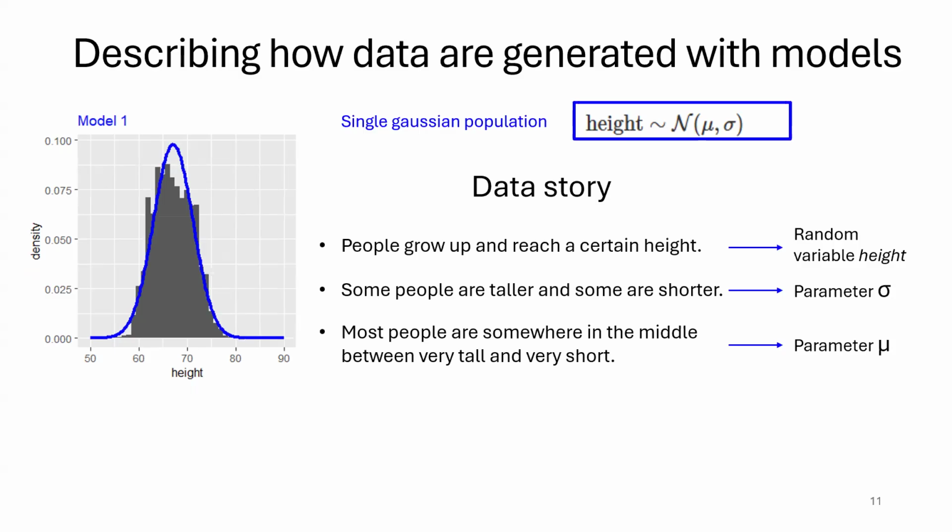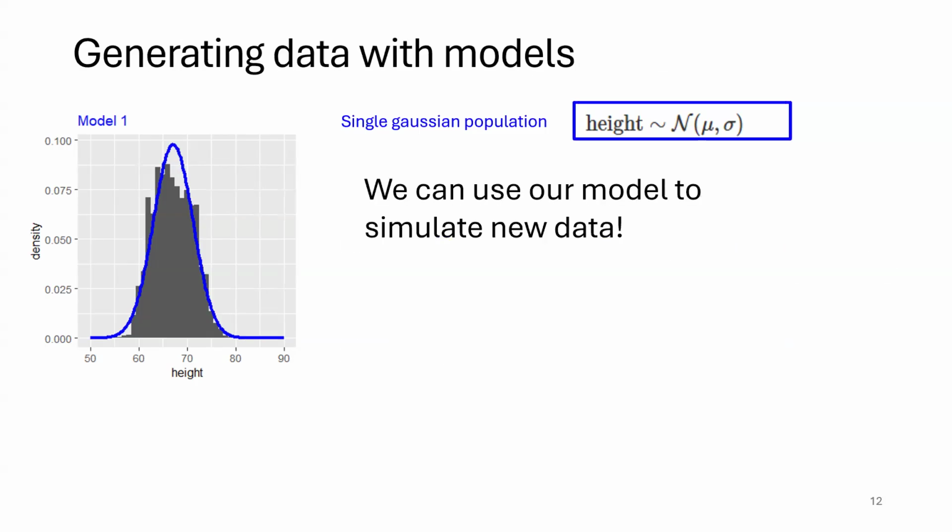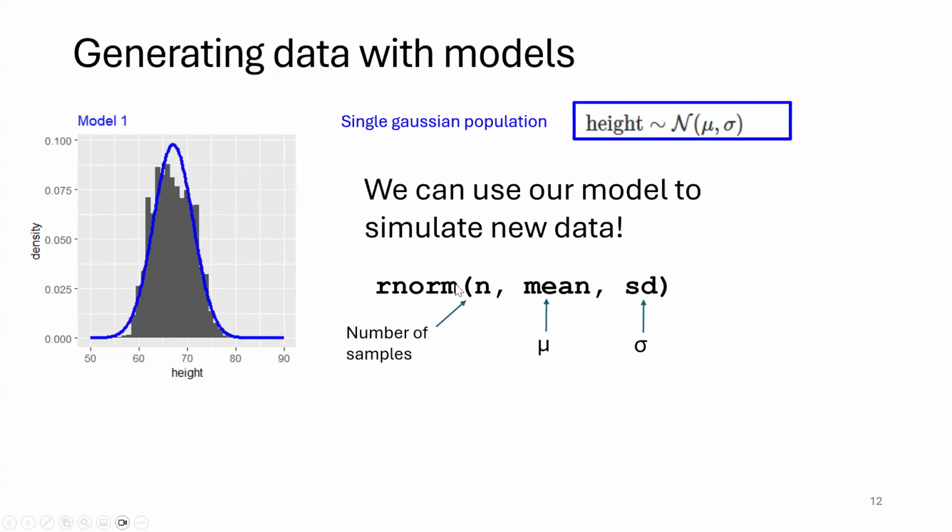So aspects of our data story correspond with aspects of the model. We've got a random variable height that has some variability described by sigma, some central tendency described by mu. And what's really helpful about this framework is that now that we have a generative model, we can actually use this to simulate new data. So I just want to introduce you to the inbuilt sampling functions in R. The function is rnorm.